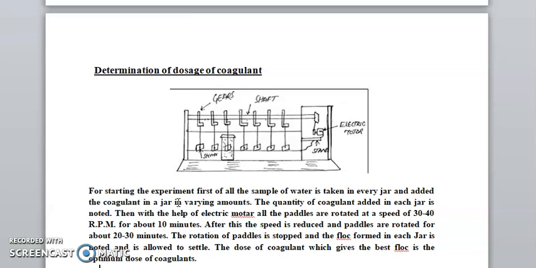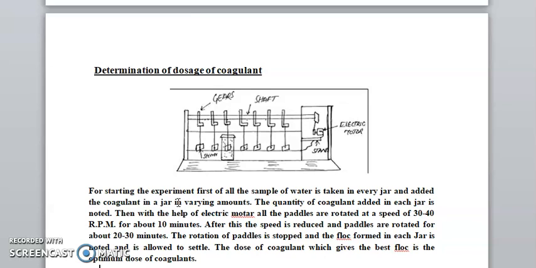Then with the help of an electric motor, all the paddles are rotated at a speed of 30 to 40 rpm for about 10 minutes. After this, the speed is reduced and the paddles are rotated for about 20 minutes. The rotation of the paddles is stopped, the floc formation in each jar is noted, and it is allowed to settle. The dose of the coagulant which gives the best floc is called the optimum dosage of the coagulant. This is about the jar test.